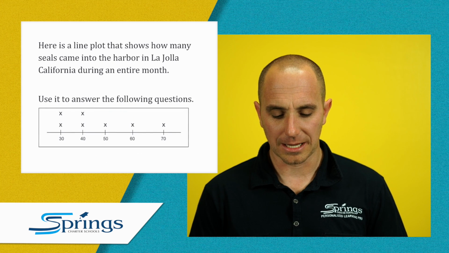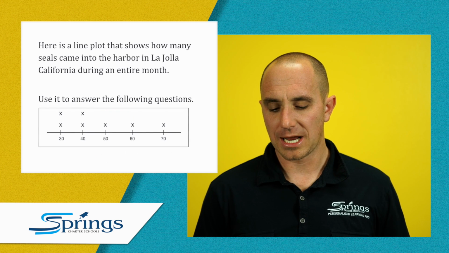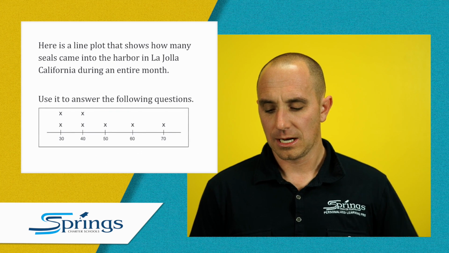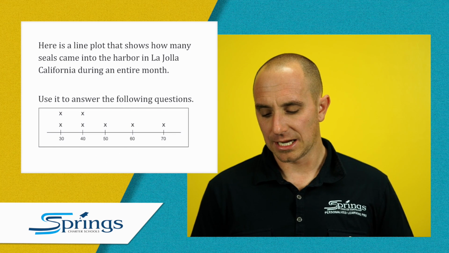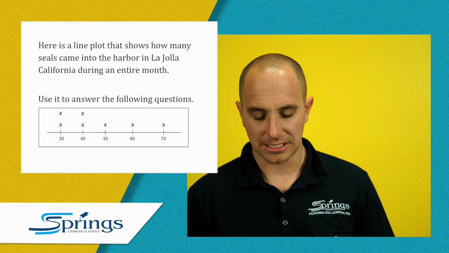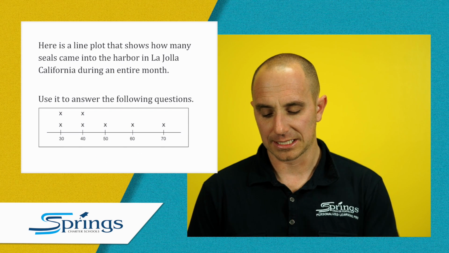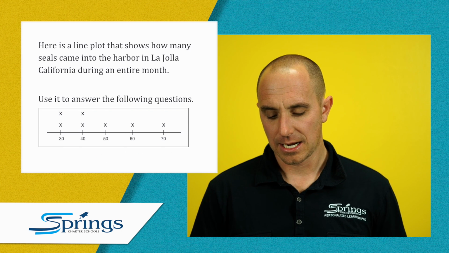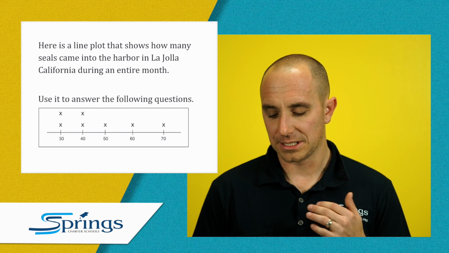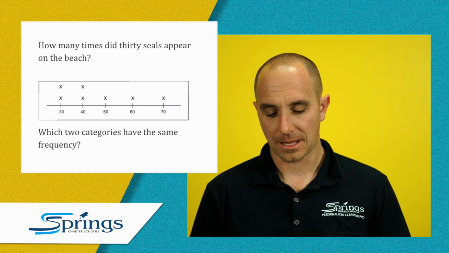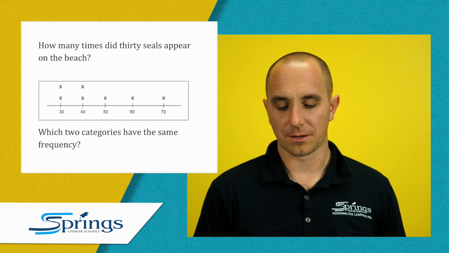All right, so here's another line plot. This one is showing how many seals came into the harbor in La Jolla, California during the entire month. So it says, use it to answer the following questions. So let's just take a look. You can see that it's 30, 40, 50, 60, and 70. So we're counting by tens. And then you can see the X is representing how many times you saw 30, 40, 50, 60, and 70 in the month. All right, so how many times did 30 seals appear on the beach?